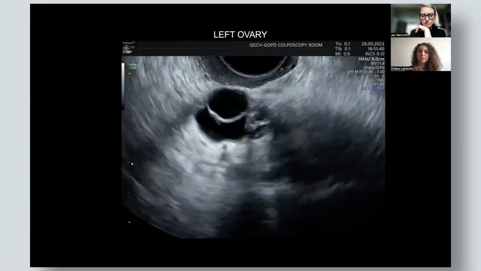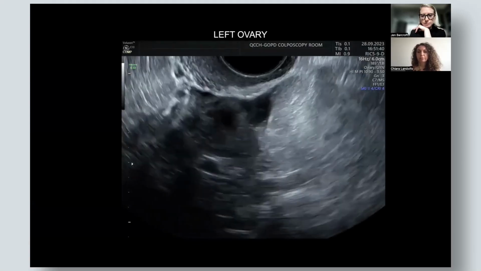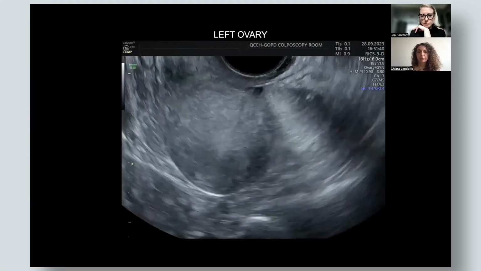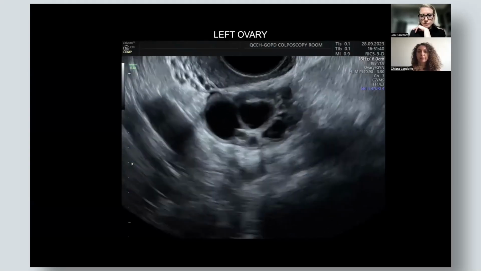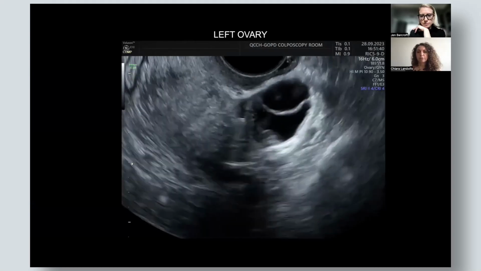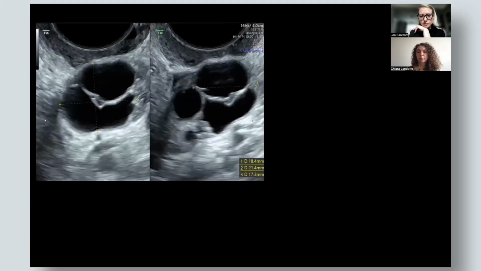Now, just have a look also at the other cyst on the left ovary. Here you can see the video. Again, we have healthy ovarian tissue around, and then here you can see, from the uterus moving towards the left ovary, a cyst which is multilocular with some irregular walls, but no clear solid component.